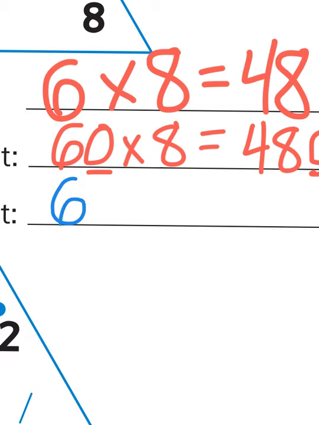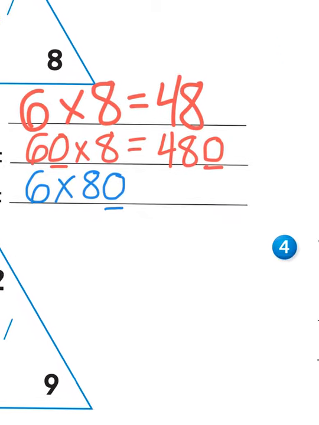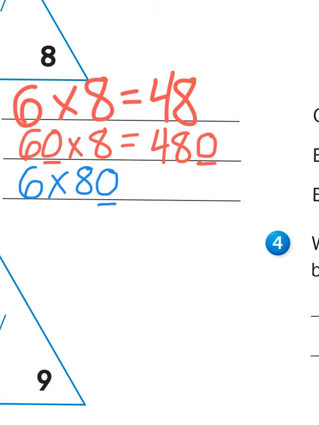I can take the 6 and leave it as is, and then add my 0 behind the 8, 6 times 80. 6 times 80 is going to give me the same product as 60 times 8, because the whole digit numbers are still the same. We're just dealing with different place values.